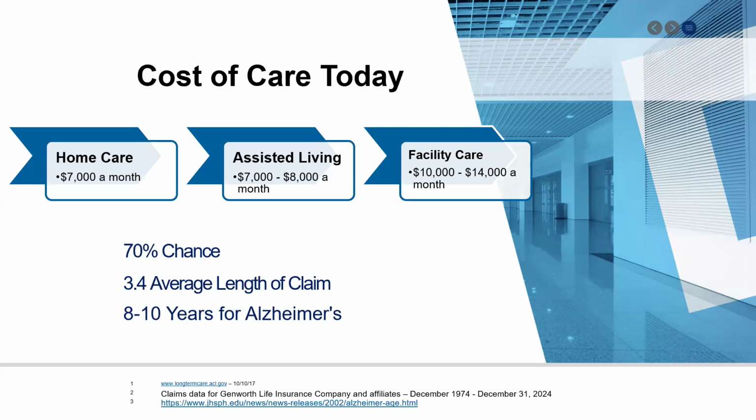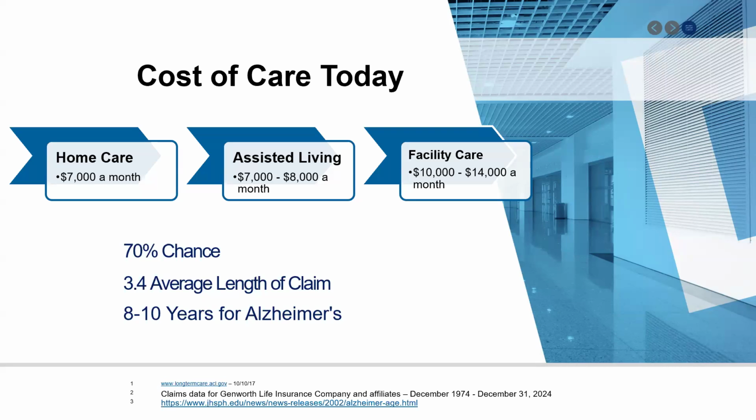And my thought process there is, the average length of stay in a full-time facility care environment is about 9 months. So if you're paying $10,000 a month for 9 months, that is expensive, but it's over relatively quick. The length of care that is needed in the home environment and assisted living environment is significantly longer. And I'm worried financially about those claims that are lasting significantly longer.